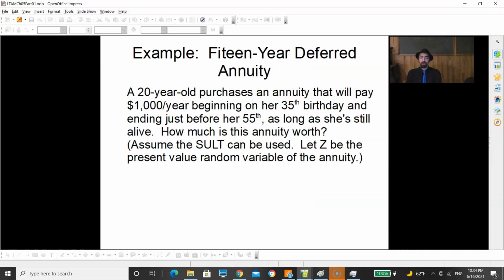So suppose a 20-year-old purchases an annuity that will pay $1,000 per year beginning on her 35th birthday and ending just before her 55th as long as she's still alive. How much is this annuity worth? Use the basic assumptions.